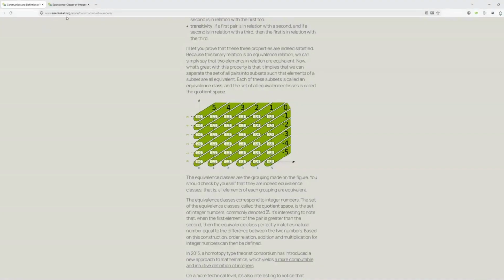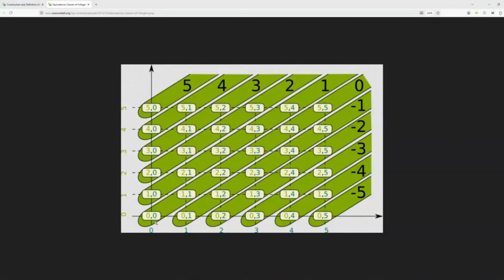Now the website scienceforall.org has a nice diagram illustrating the mutually exclusive equivalence classes. Notice for every ordered pair where the first component is greater than or equal to the second component, those ordered pairs correspond to natural numbers. And in order to introduce negative numbers, we have ordered pairs where the first coordinate is less than the second coordinate.